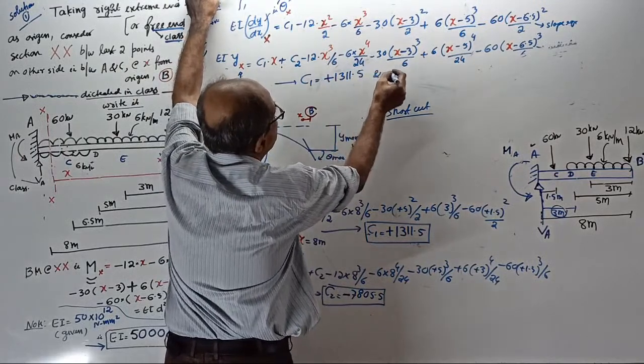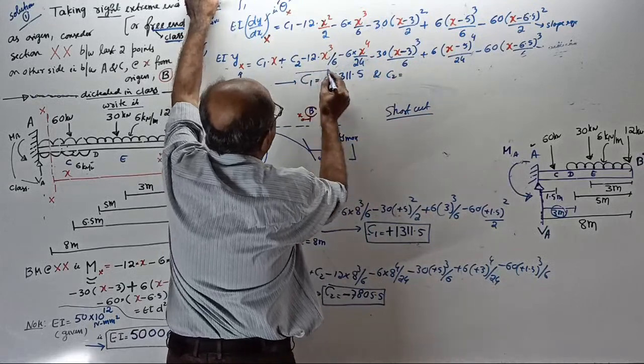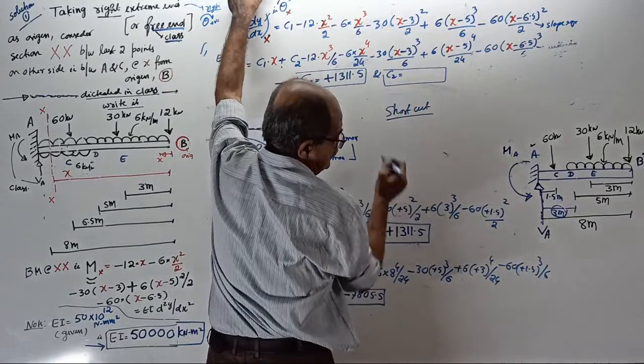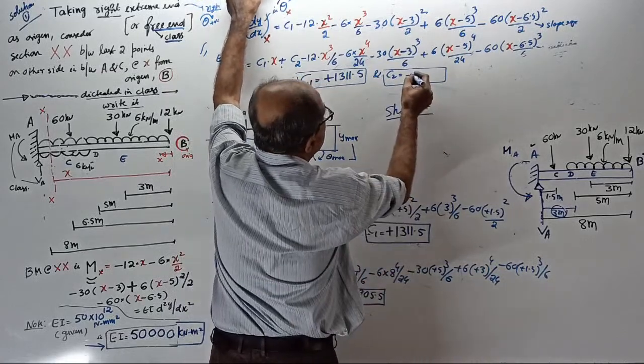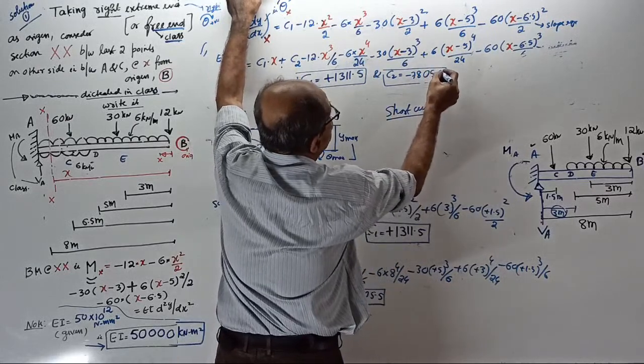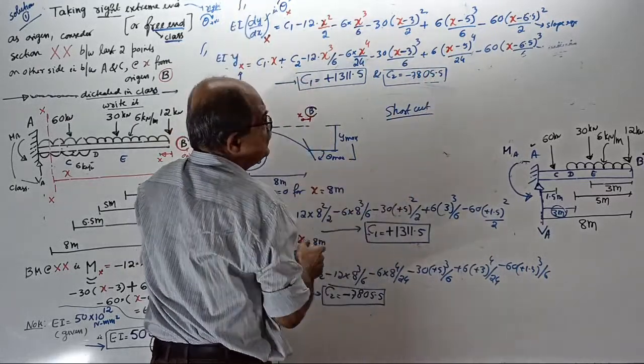Okay, now we got C1 equal to plus 1311.5, and C2 equal to, this is the value of C1 we got today, and C2 we got how much? Minus 7805.5. Okay, now I will finish everything required.